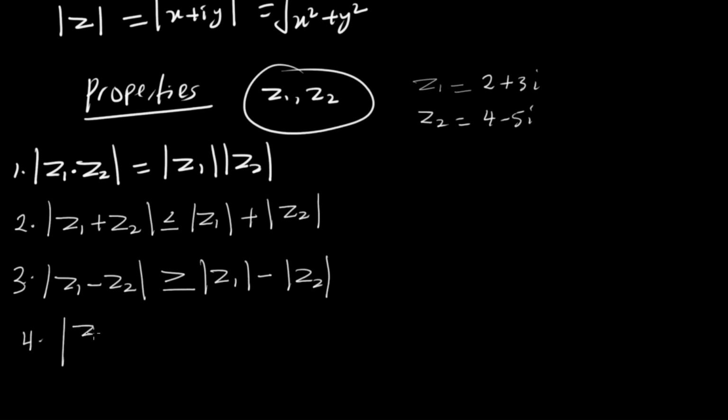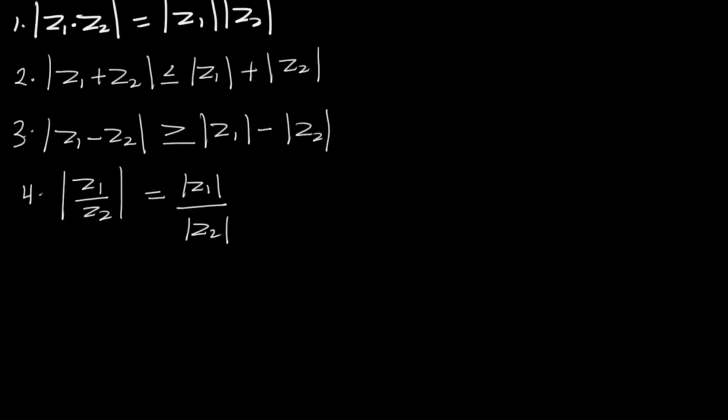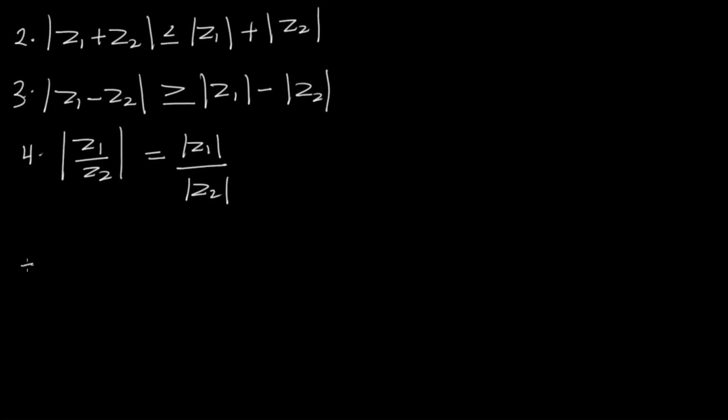If you have the modulus of z1 over z2, now we are taking z1 over z2 and finding the modulus once. This is going to be equal to finding the modulus of one and dividing by the modulus of the other. So it's going to be equal to the modulus of z1 divided by the modulus of z2. And fifth, which is the last but not the least, if you have the modulus of z and we square this, it's going to be equal to z multiplied by z conjugate.